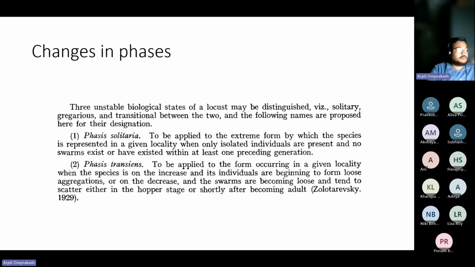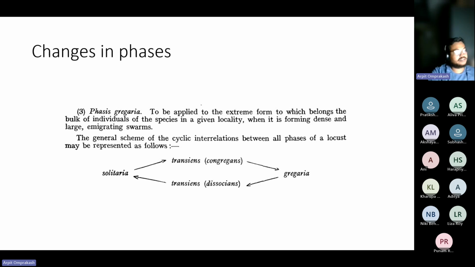Then there's the phasis transiens, or the transient phase, applied to the form occurring in a given locality when the species is on an increase and its individuals are beginning to form loose aggregations, or on the decrease and the swarms are becoming loose and tend to scatter, either in the hopper stage or shortly after becoming adult. So the transient phase is when it's transforming from solitary to gregarious, swarming groups. And the third is phasis gregaria, the gregarious phase, where there is a large amount of swarms and a very dense amount of individuals.